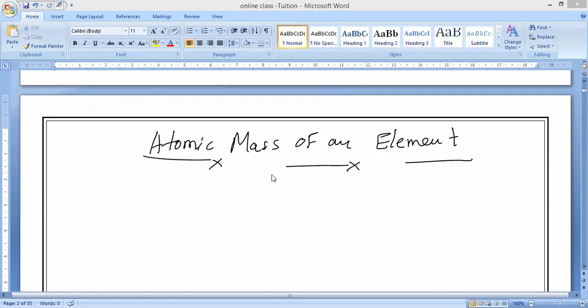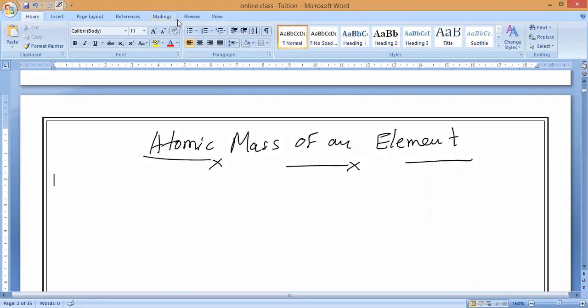In chemistry also, an atom's mass is extremely small. It is not possible to measure by our beam balance, electric balance, swing balance, and so on. So here also we should have some standard unit to measure the mass of an atom of every element. Understand, guys?